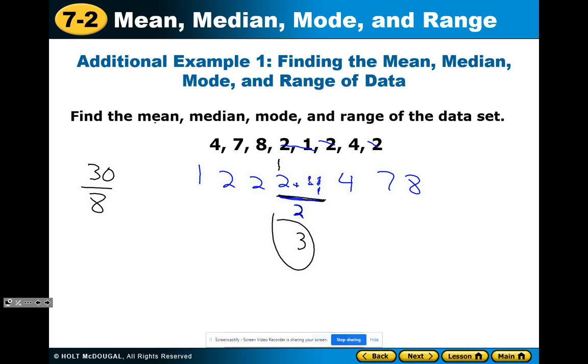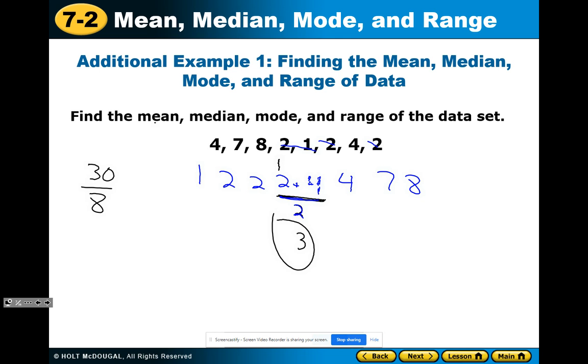The mode, which is the mode up here, Kerrigan. What? So it's what, Ava? 2 is the mode, because it's the one that appears most often, right? And then, to get the range, what do we do, Alexa? Ooh, the range. Help her out, Emma. 8 subtract 1, so the range is 7, right?